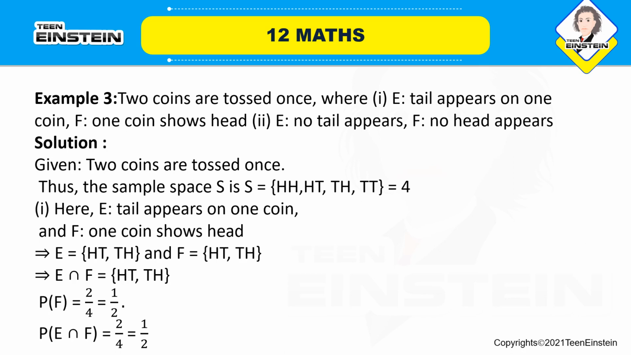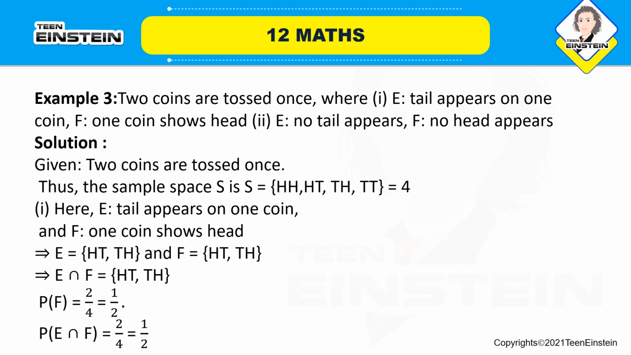Second subdivision is no tail appears. That is what E is. There are two events happening here, like in the first subdivision. So the first event E is no tail. And what is F? F is the event of obtaining no heads. So let us solve one by one. The first subdivision we first do.